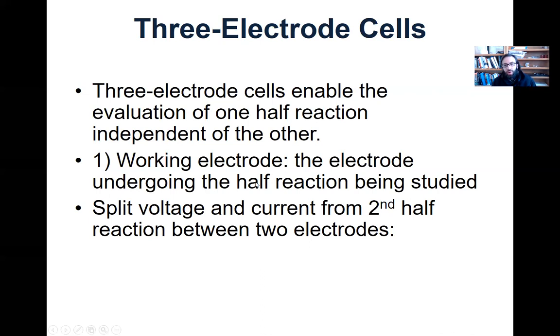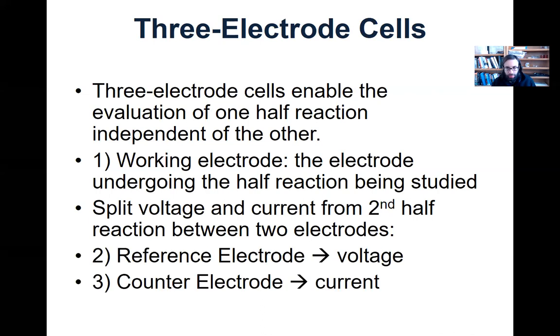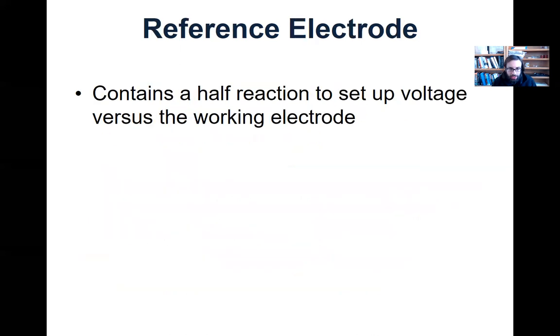Okay, so the half reaction that I don't want to study, I'm going to treat very specially. I want to study the working electrode. I don't want to study the other half reaction, but I need the other half reaction. So I'm going to handle that by splitting up how it works between 2 electrodes. The voltage is going to deal with one of those. It's going to be called the reference electrode. And the current of that half reaction is going to be mostly controlled by the counter electrode. I'll explain what that means second. First, let's talk about the reference electrode.